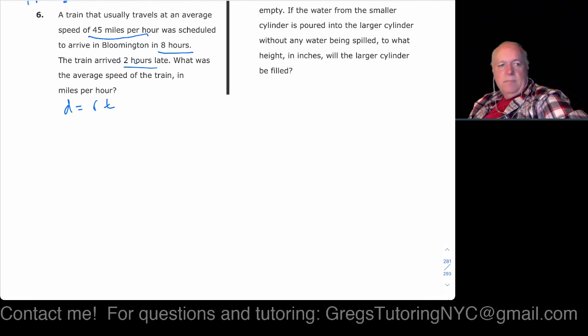Under the normal conditions, that would basically be 45 miles per 1 hour. And they're telling us it's going to be times 8 hours. The units would cancel here, so all we're left with now is miles. So basically we have to do 45 times 8. 8 times 5 is 40, right? And 32, we get 360.